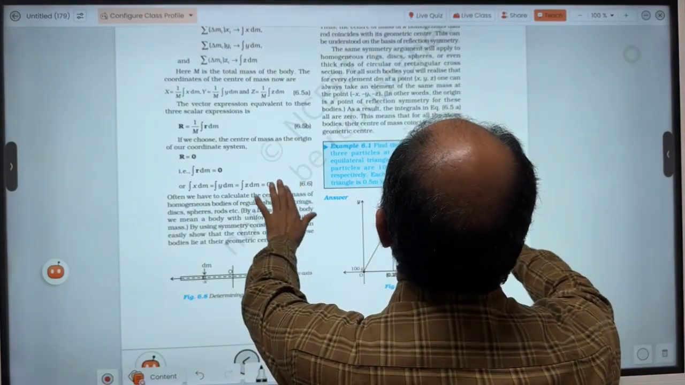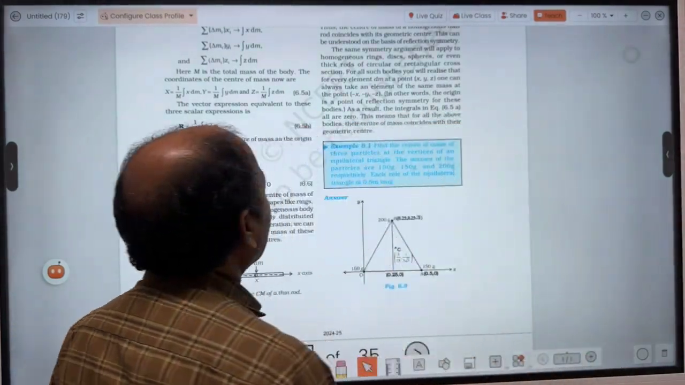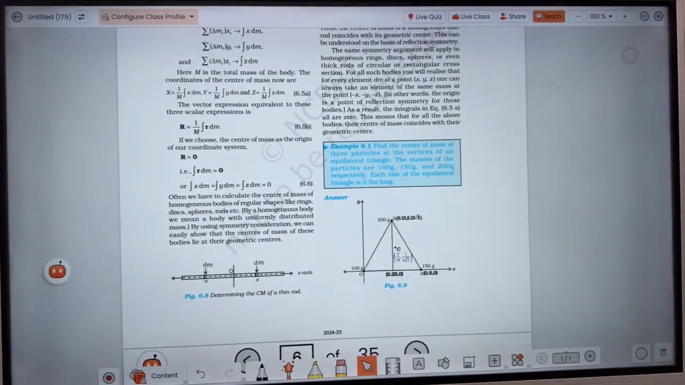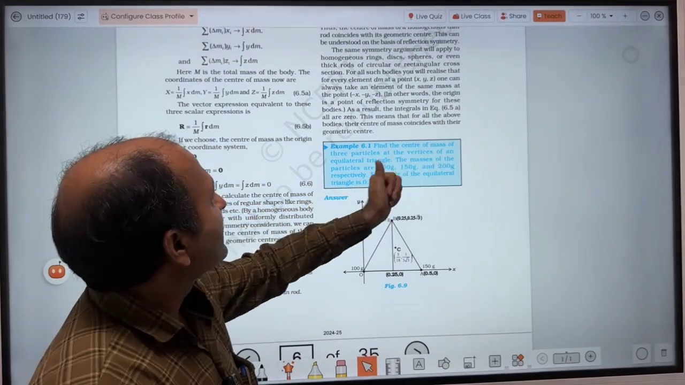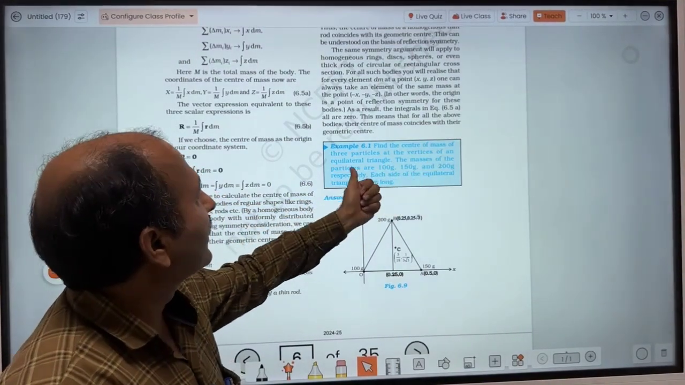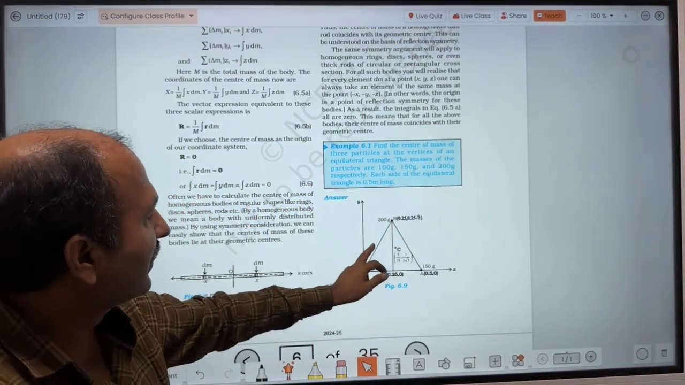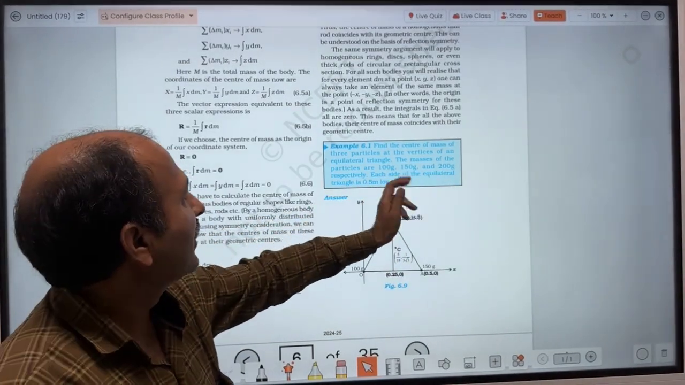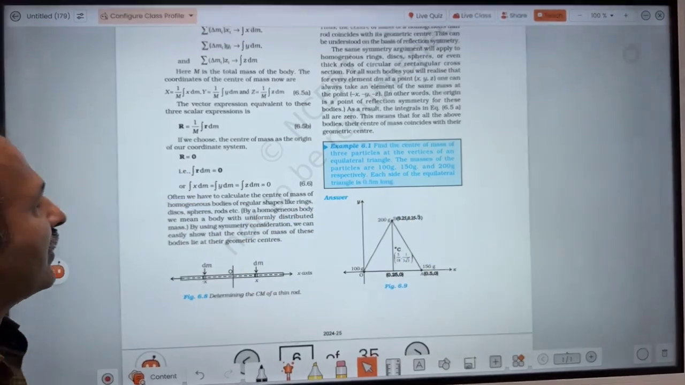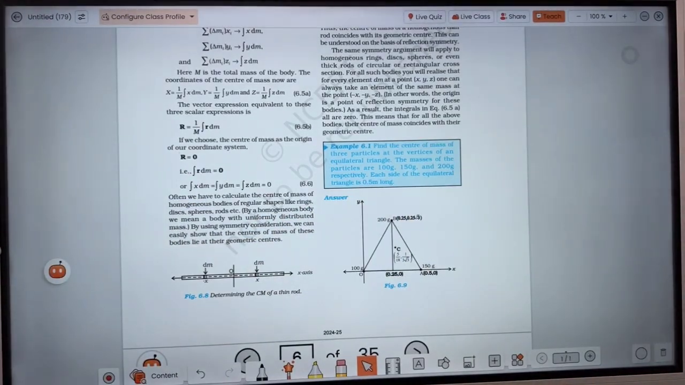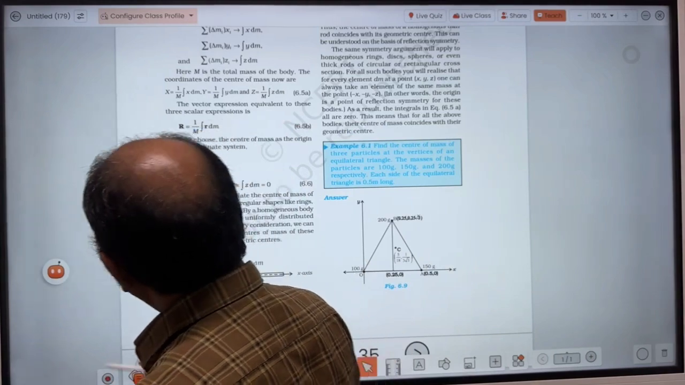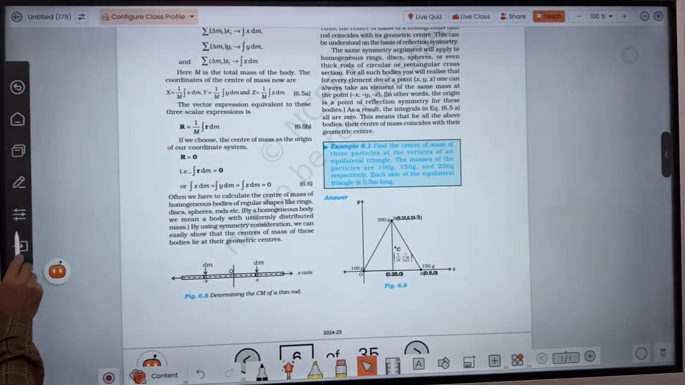Now we are going to see one question here. Question says, find the center of mass of three particles at the vertices of an equilateral triangle. Here these are the particles and masses are given as 100 gram, 150 gram, 200 gram respectively. Each side of the equilateral triangle is 0.5 meter long. So here we have to find out the coordinates of center of mass.